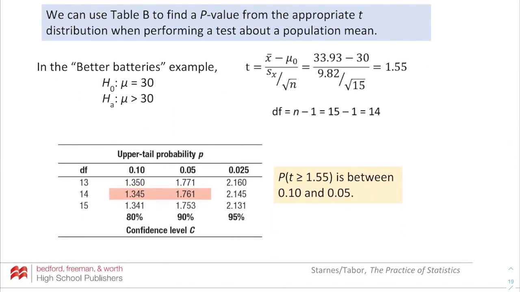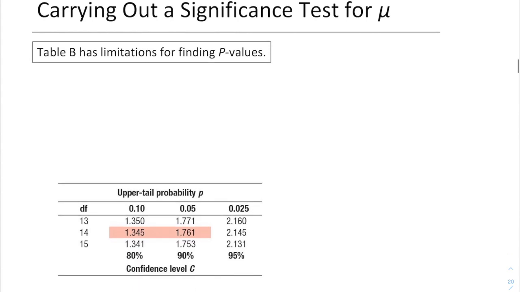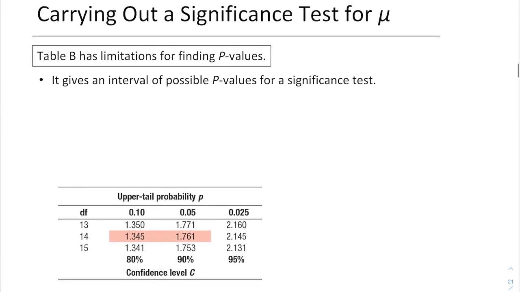So, going to your table of values, remember, you go first to your degrees of freedom, which here is 14, and then you go across the table looking for 1.55. So 1.55 is between 0.10 and 0.05. That means our p-value is greater than 0.05, which is our standard alpha value. That's the one thing about using the table: we have limitations. Most of the time we're going to get an interval for what the p-value could possibly be.